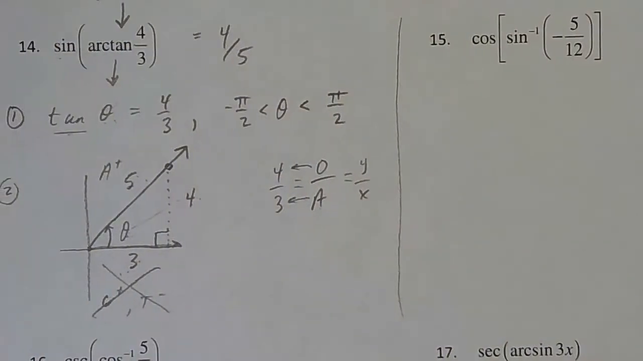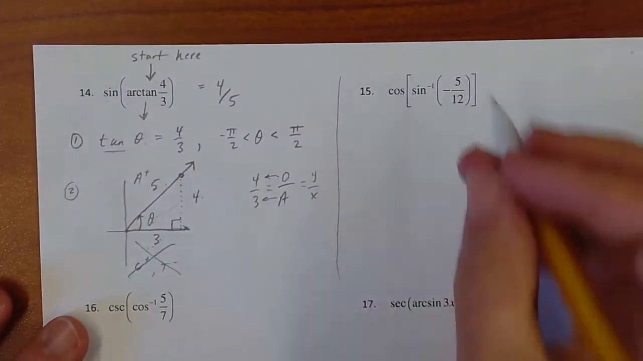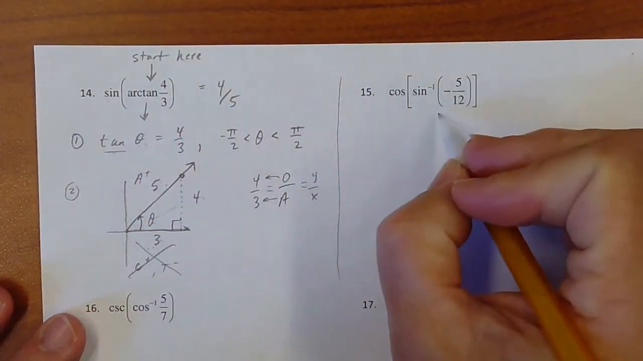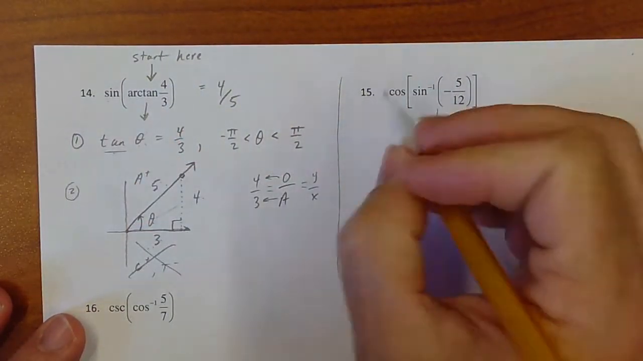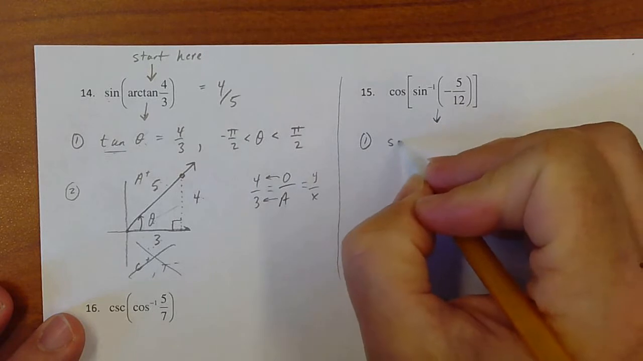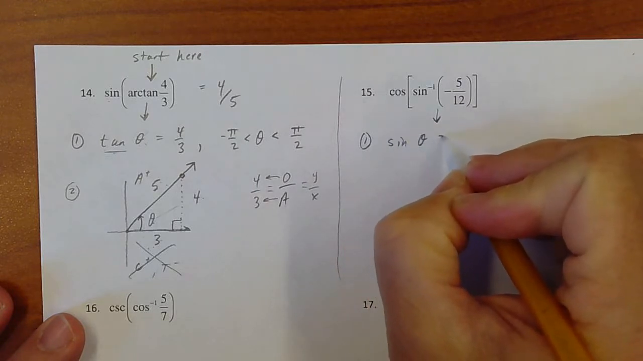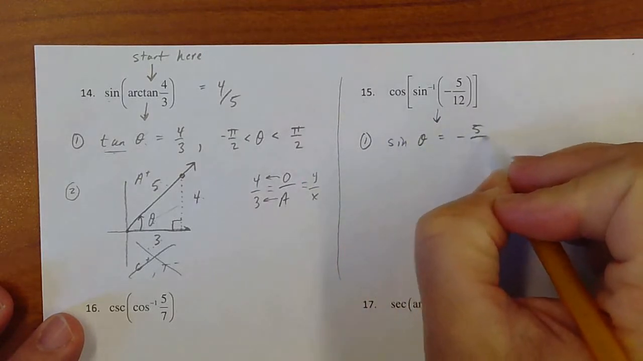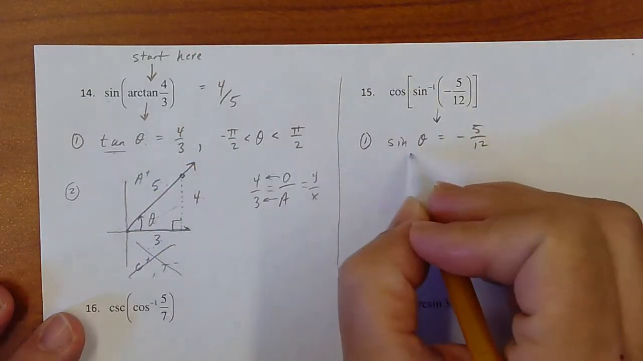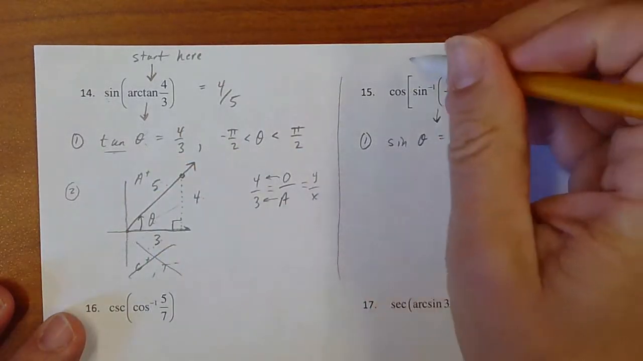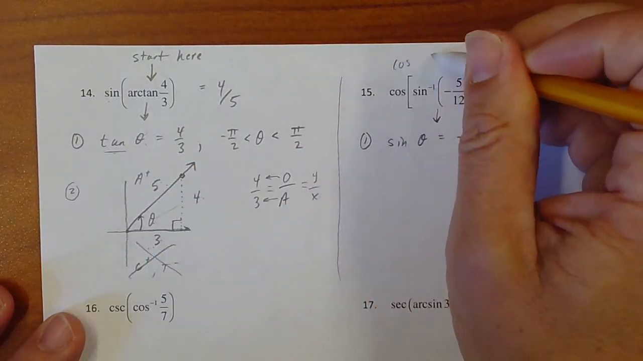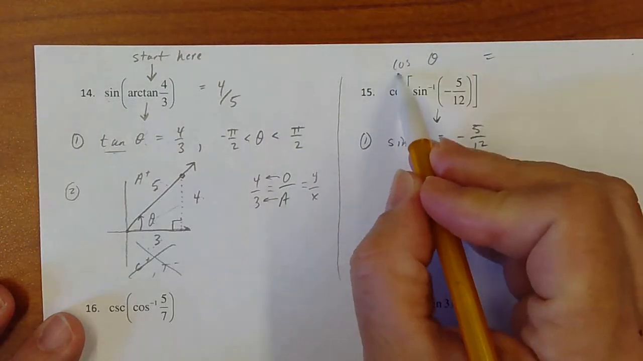Okay. Let's see another one here. Once again, we want to start on the inside. So we're going to rewrite this as sine of what angle gives me negative 5/12. Now, technically, we don't really need to find the angle, but if we get a sketch of the angle, then we can find the big picture. What's the cosine of this unknown angle? That's going to be the answer to our problem.